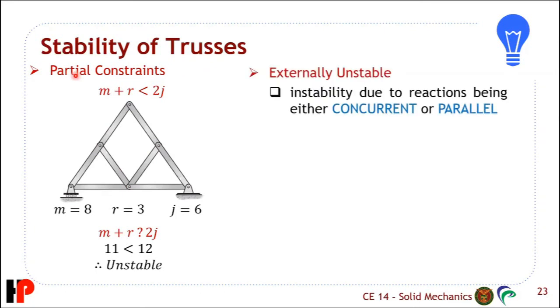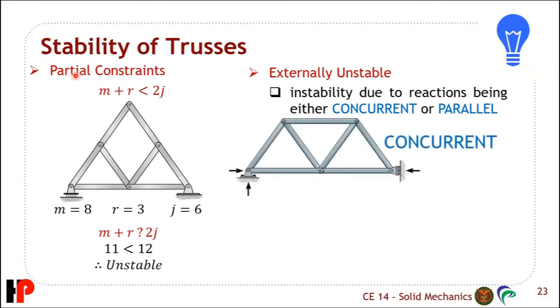Next one is externally unstable. So it is externally unstable if your supports are either concurrent or parallel. So example lang, concurrent. Pansinin niyo yung roller, unlike this one, ginawa na siyang horizontal. Kapag ginawa mo horizontal, magmi-meet ngayon yung lahat ng reactions dito. So that is a concurrent reactions. So what happens if you take summation of moments about this point, iikot yung buong truss. So para mag-move siya as a rigid body, pero iikot siya to tataas, kasi nga walang support reaction na vertical.